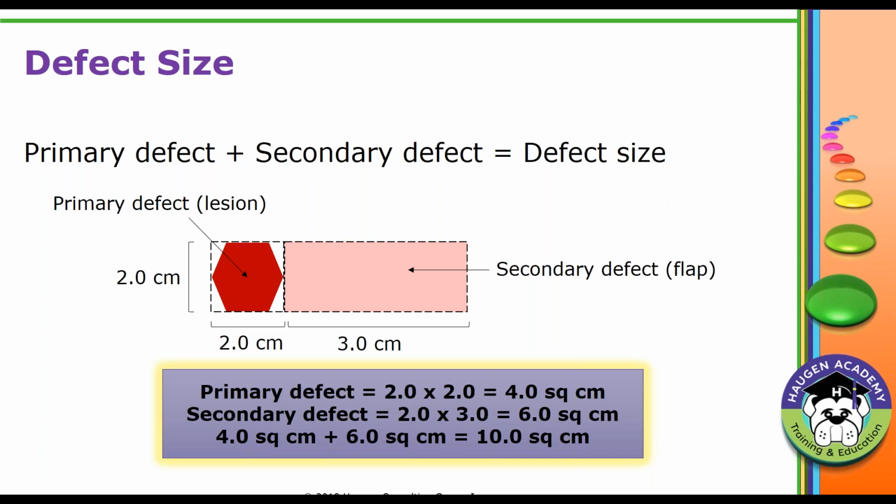And again, you'll see it different in provider's notes. Sometimes they'll just give you the area. Sometimes they'll give you measurements. But either way, you should be able to figure it out. And there are some examples in your CPT book as well.